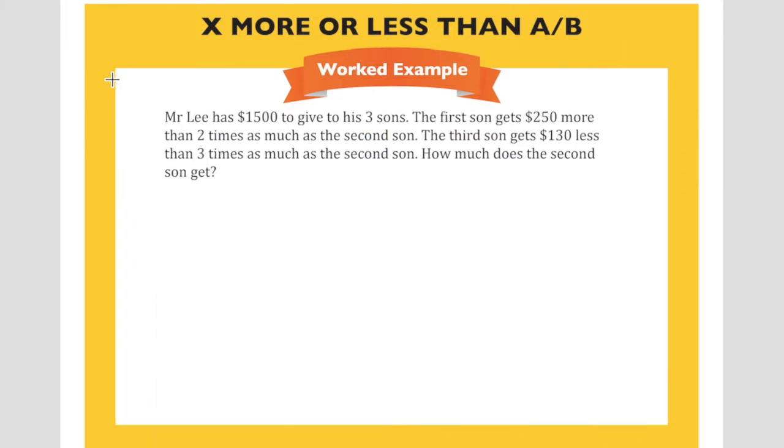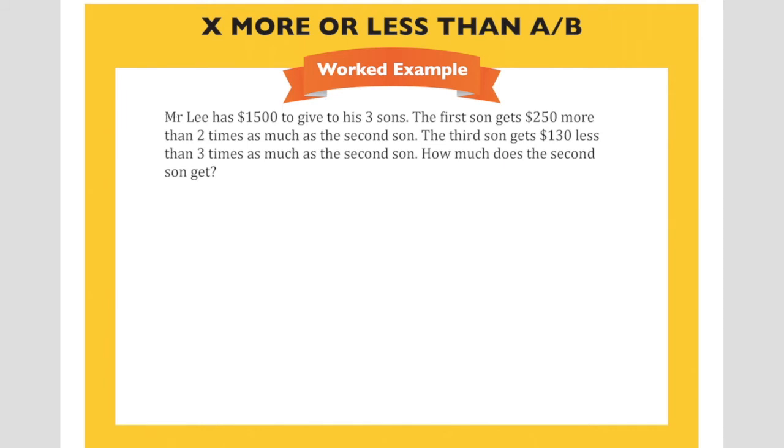Alright, so let's take a look at this one over here. It says Mr. Lee has $1,500 to give to his 3 sons. The first son gets $250 more than 2 times as much as the second son. The third son gets $130 less than 3 times as much as the second son. And how much does the second son get? Now, the reason why I'm giggling a bit here is because it gets super confusing if we don't know the language of problem sums, right? So let's break this down bit by bit.